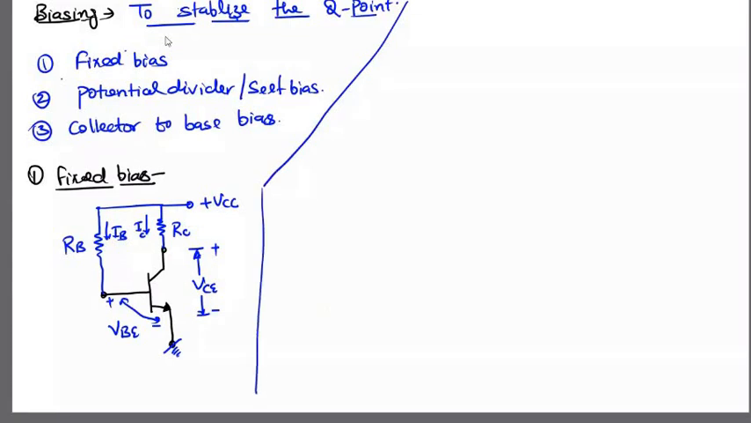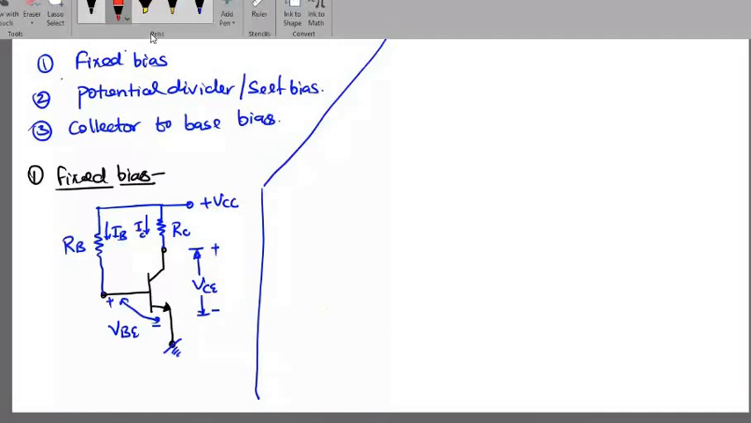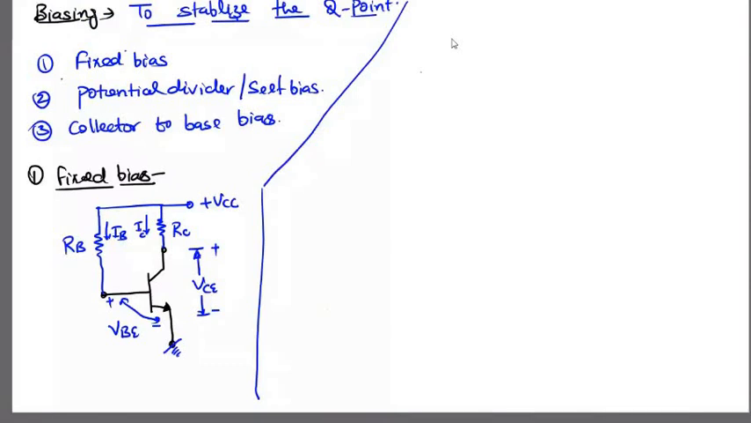You can see here there are two loops. One loop I'm going to utilize: minus VCC plus ICRC plus VCE equals 0. Equation number 1. Now tell me, what is the problem in this equation?